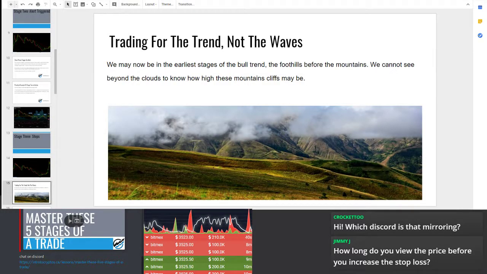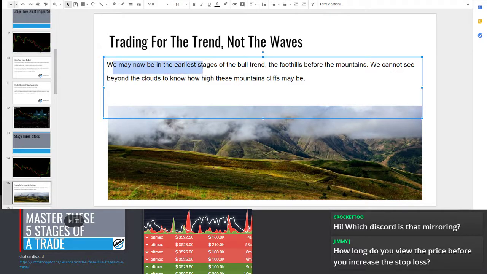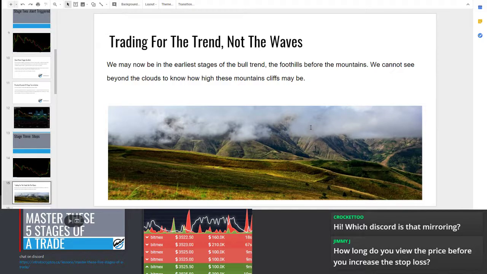So in my strategies that I'm working right now, I'm trading for the trend and not the waves. And I'll talk a little bit about some of the troubles of that strategy so that you're aware of what the difficulties might be. But for my own part, we may be at the earliest stages of a massively long bull trend. We're kind of in the foothills before the mountains. And as you can see in this picture here, the clouds are obscuring the mountains themselves, and we can't see. We don't know how high the mountains are. We don't know how tall this goes, or what, because our view is clouded. We don't know the future.